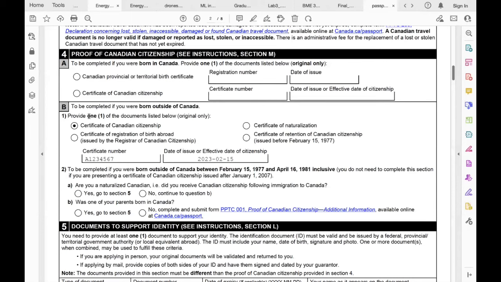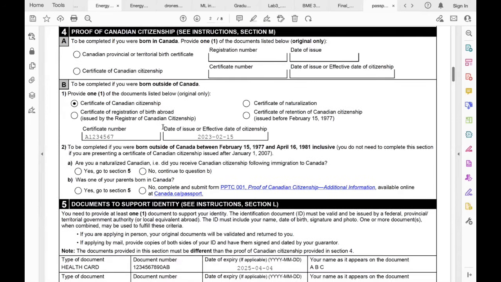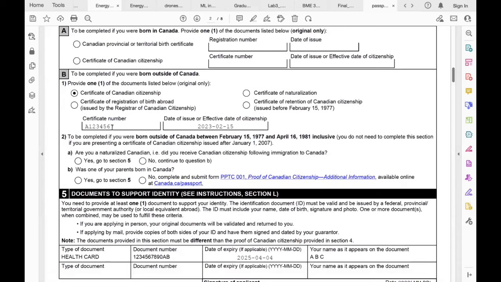Number 1 is provide one of the documents listed below. Here you need to tick the certificate of Canadian citizenship, which you already have or are going to get in a couple of weeks or in a few days. Then you need the certificate number. That was the part in the beginning of the video I was talking about, that you need this number to apply for your passport. So you have to wait for your certificate. And then the date of issue. My ceremony was on this day, 15 to 2023. So I put this date here.